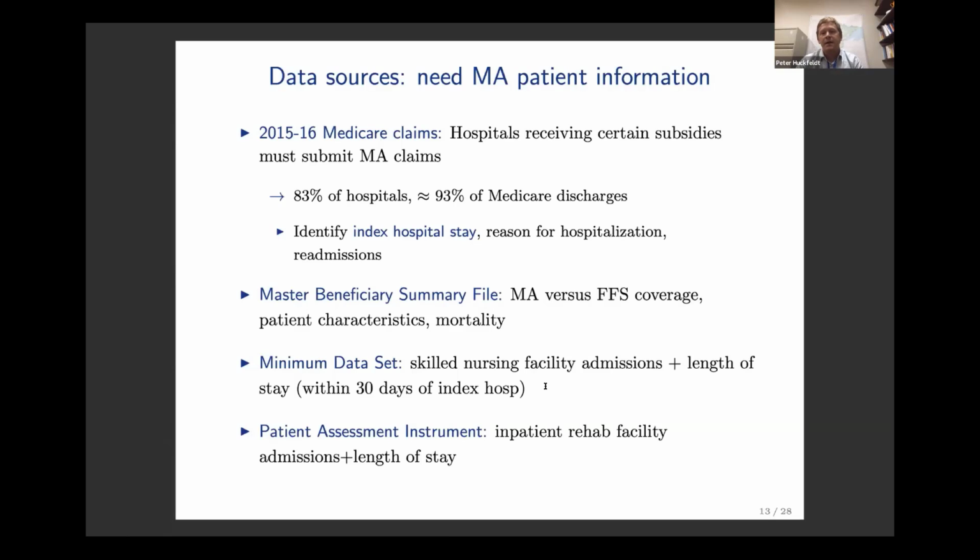We use enrollment data to identify source of coverage, some patient characteristics, and mortality. And then to get information on skilled nursing facility stays and inpatient rehab facility stays, we use the fact that these facilities have to submit patient assessments for all patients, regardless of whether they're traditional Medicare or Medicare Advantage.